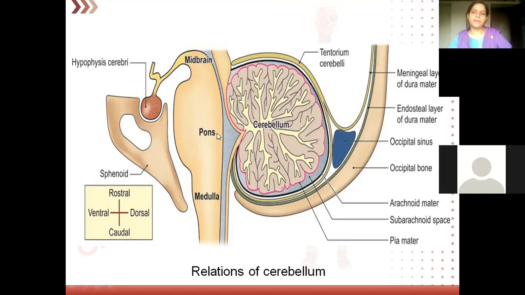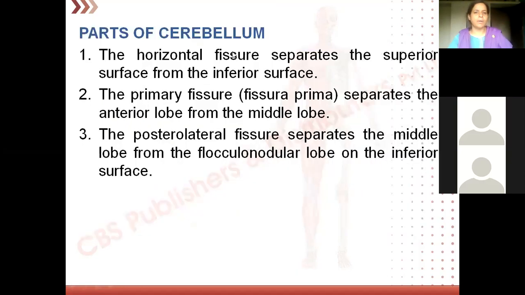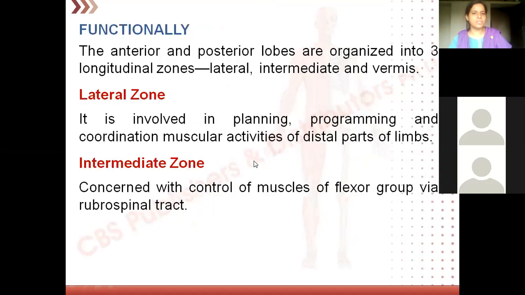Kirti, Pavan, fourth ventricle. You see here, fourth ventricle. Parts of the cerebellum, I said we have horizontal, primary and posterolateral fissures. We have three lobes, no? The anterior lobe, middle lobe, and the inferior lobe. Okay, these are the subdivisions.